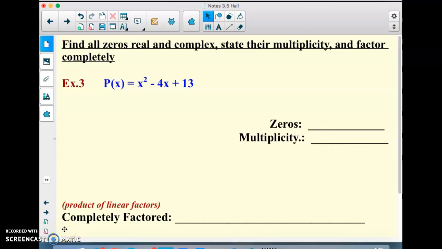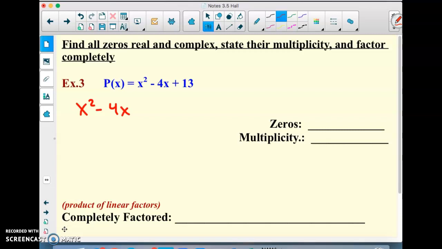Okay, in example 3, we're going to look at one to be able to find the zeros and to put the linear factors. We're actually going to use completing the square in this one. So an example of being able to complete the square. Okay, so let's do that. All right, let's kick the constant out the kitchen first. So x squared minus 4x.